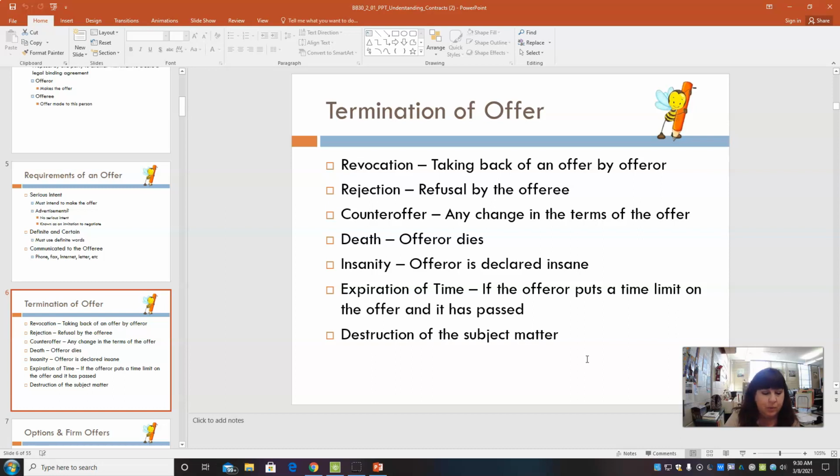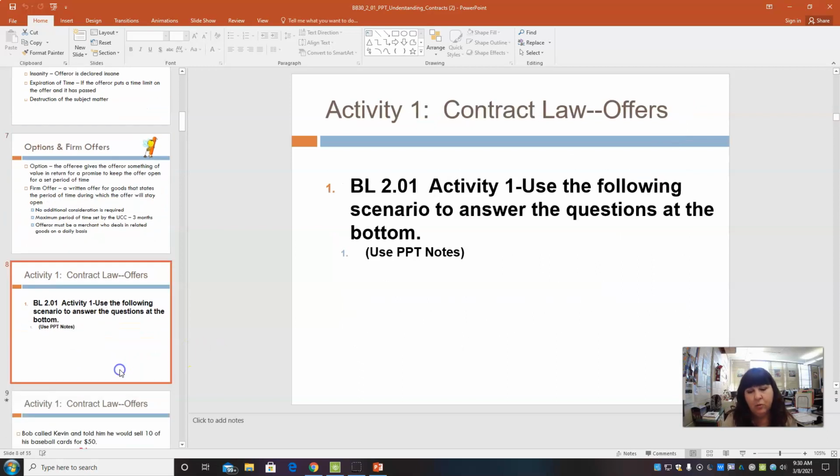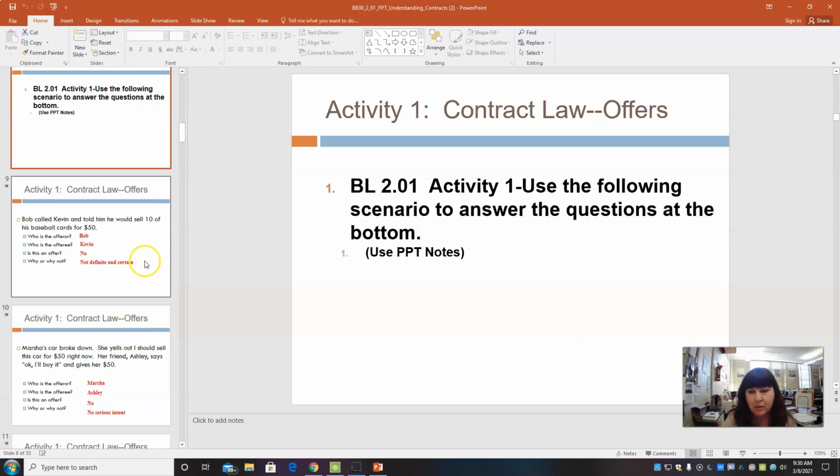Obviously, if I'm trying to buy a car from somebody and on their way to deliver it to me, they have an accident and the car is totaled, that's destruction of the subject matter. We can't go through with a contract when what I was supposed to be getting is no longer a viable option. So this talks about option and firm offer. I'm telling you, you're really going to need to know these, so make sure you pay attention to them as you're going through. And if you have questions, contact me and let me know.